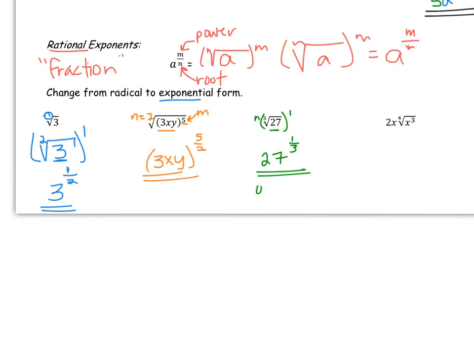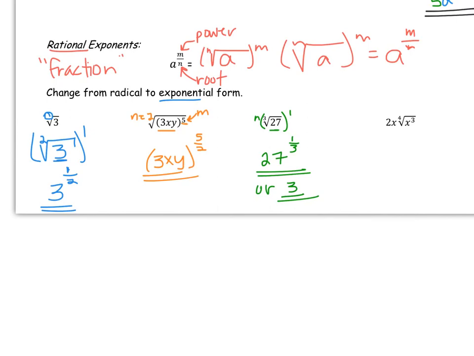We can also evaluate this. 27 is a perfect cube. Think of a number you'd multiply by itself 3 times. 3 times 3 times 3 is actually 27. So we can rewrite it in exponential form, and we can also simplify.